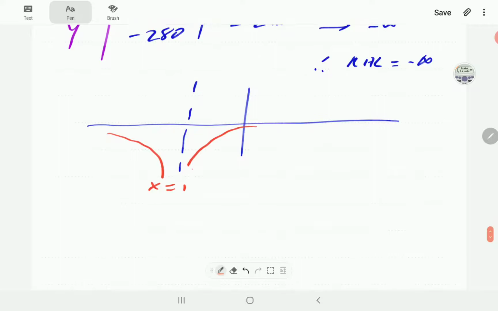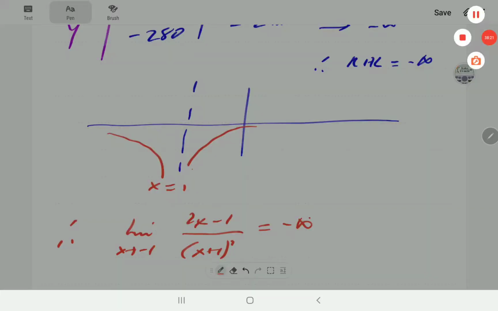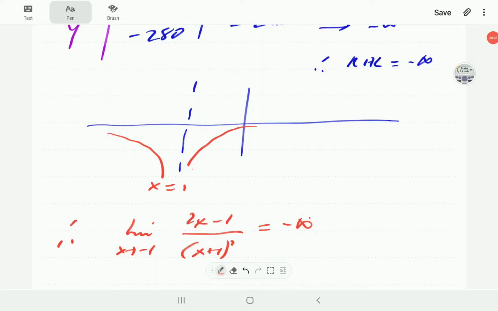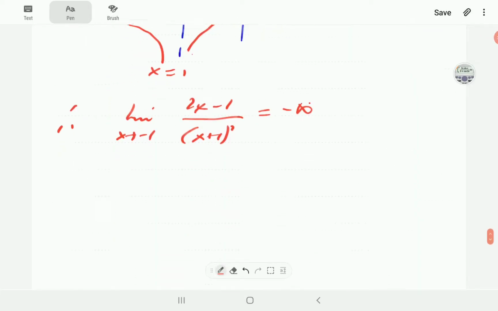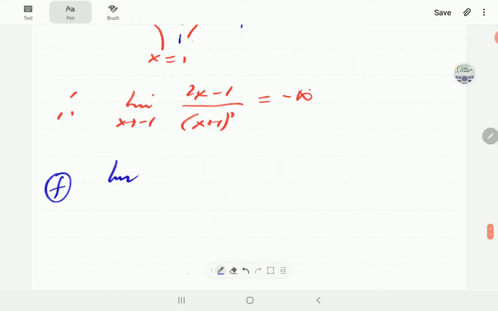Okay, so we conclude the limit as x goes to negative 1 is negative infinity. All right, one more to do. In example F, we have got the limit as x goes to 0 of 2 minus square root of x plus 4, divided by x.